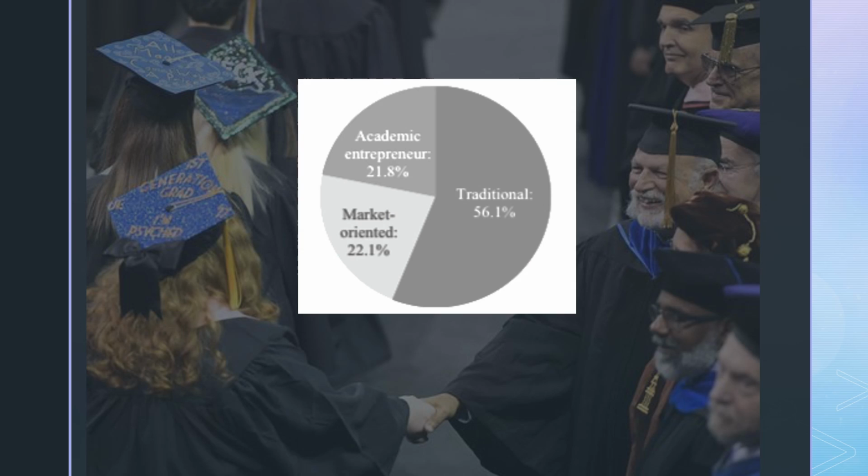The cluster analysis found that the researchers could be divided into 3 groups. Traditional faculty do not or rarely commercialize research. Market-oriented faculty commercialize research pretty often but don't have their own firm. And academic entrepreneurs not only work as academics but also have their own research commercialization business or work for a firm.